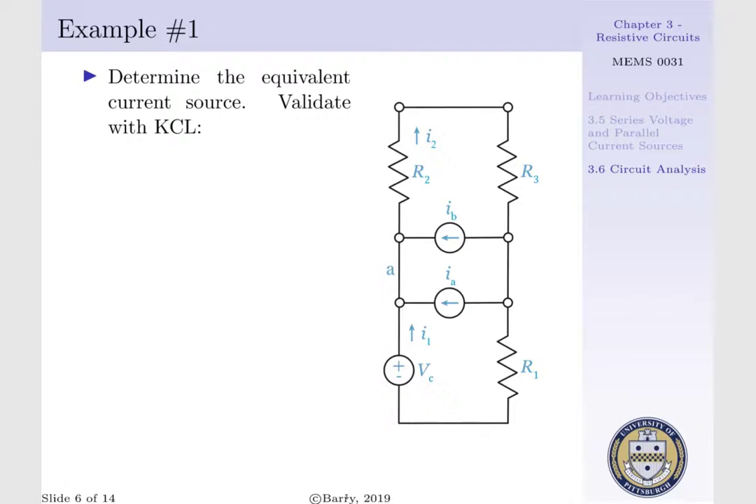In example 1, we want to determine our equivalent current source. We want to validate our expression with KCL.